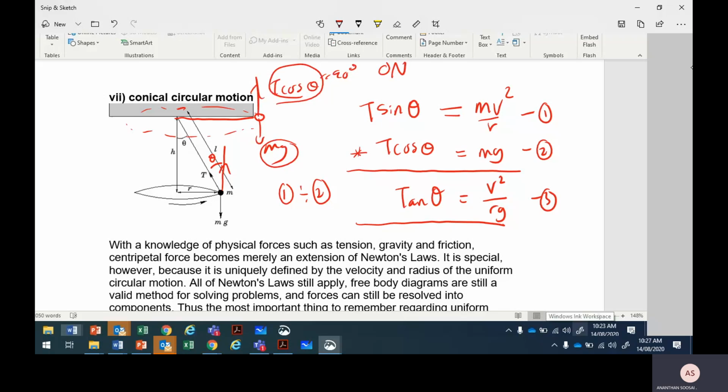Okay. So in the exam they'll ask why it can't achieve 90. It can't achieve 90 based on which formula? T cos theta equals mg. The vertical component of the tension becomes 0, so unable to balance the weight. Okay, unable to balance the weight downwards. So therefore, not possible.